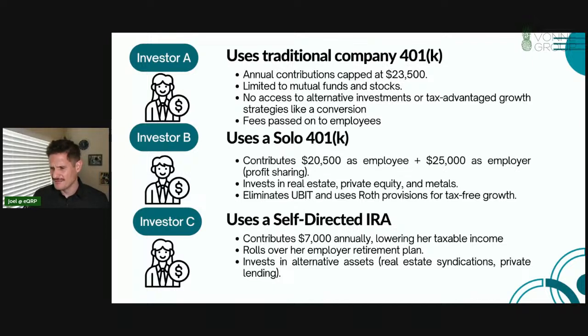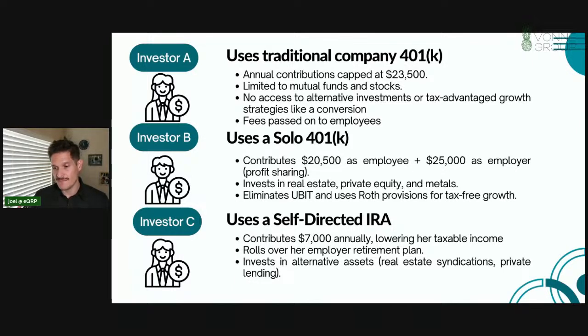Now they've got $55,000 in working capital that they can invest in Davon's next deal. Of course, with Investor B, they're investing in real estate. Maybe they're exploring some other type of private equity options. Heck, they're even looking at metals to hedge a portion of their portfolio.